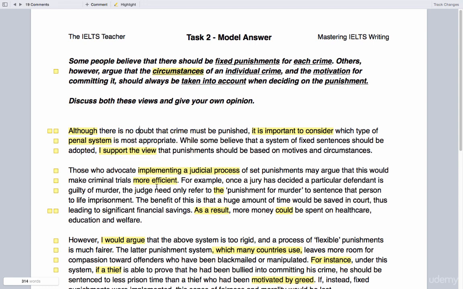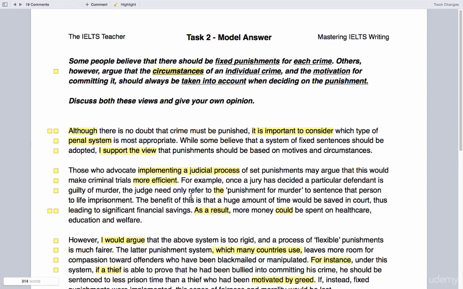For example, once a jury has decided that a particular defendant is guilty of murder, the judge need only refer to the punishment for murder to sentence that person to life imprisonment. Let's have a look at the article here, the article the, which is a definite article. This is all about appropriate article usage, which is a very common error which is made in essays, but we need to make sure that we get these right to address the need for grammatical range and accuracy. And you can learn about articles and how to use them in Lecture 22, Simple Sentences and Common Errors.